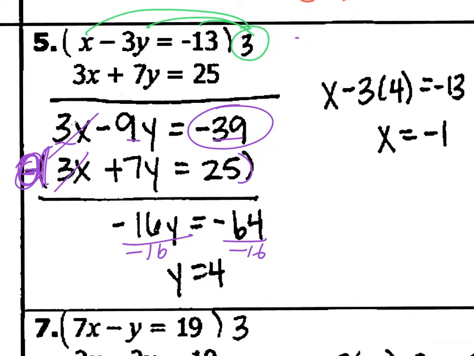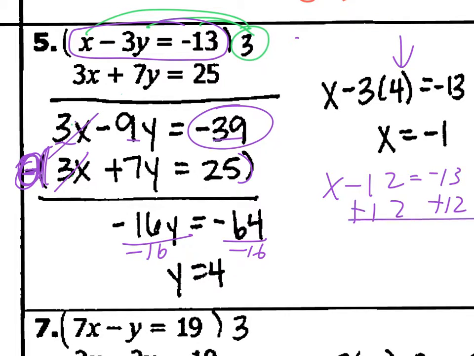And in doing so, they went back to this original equation up here. They plugged in a 4, so you end up getting x minus 12 equals negative 13. Well, when you add the 12 to both sides, you got x equals negative 1. So your solution is negative 1, 4.